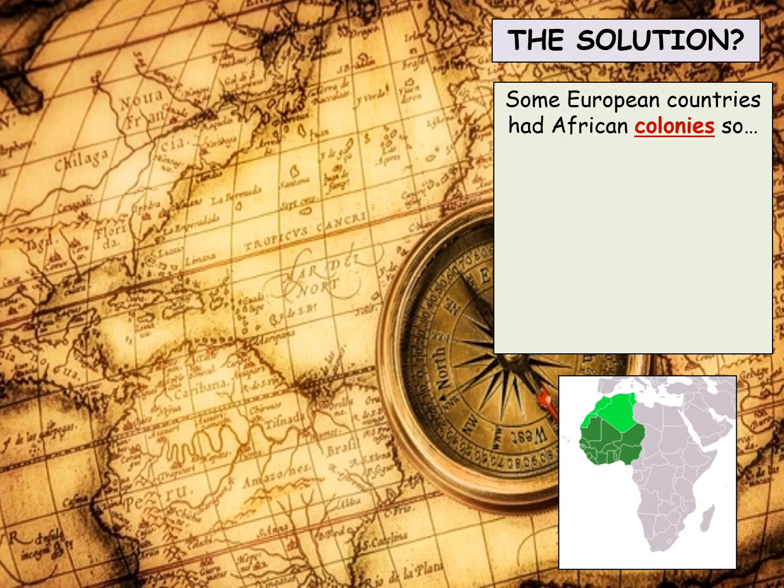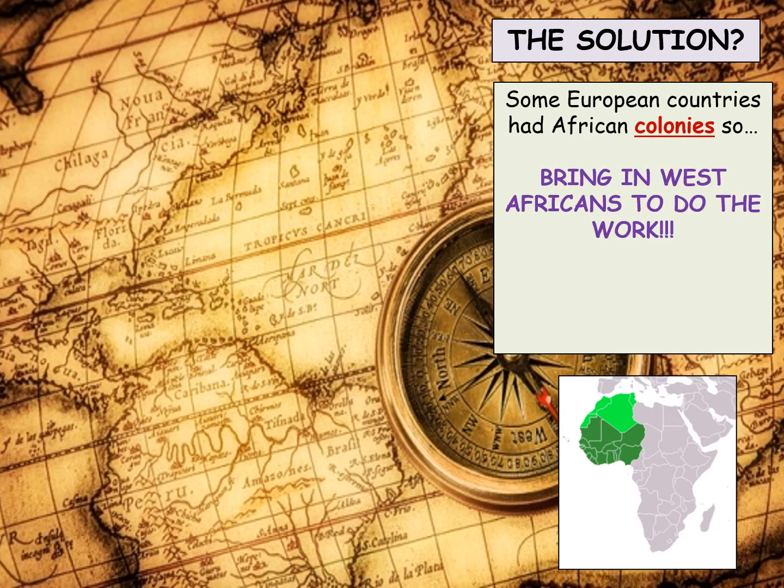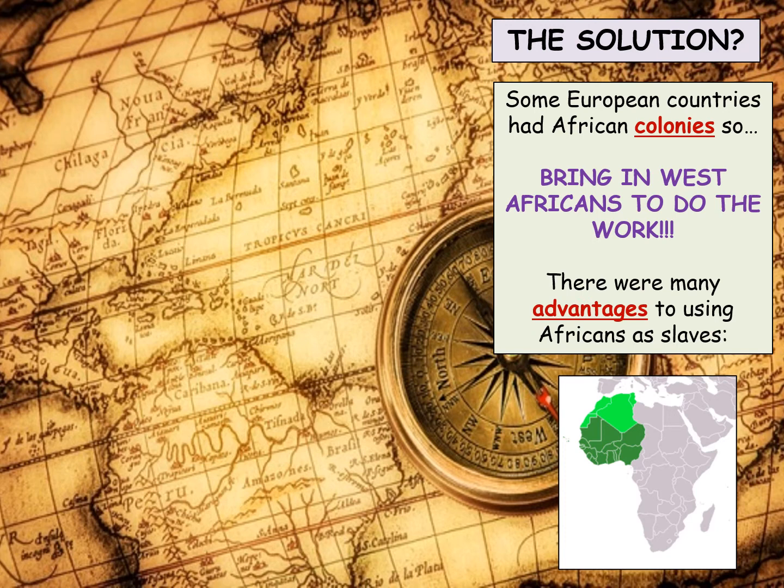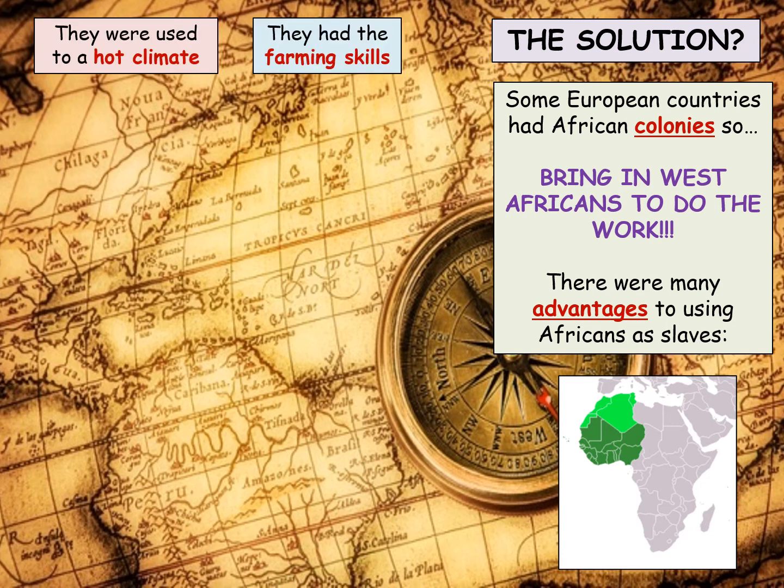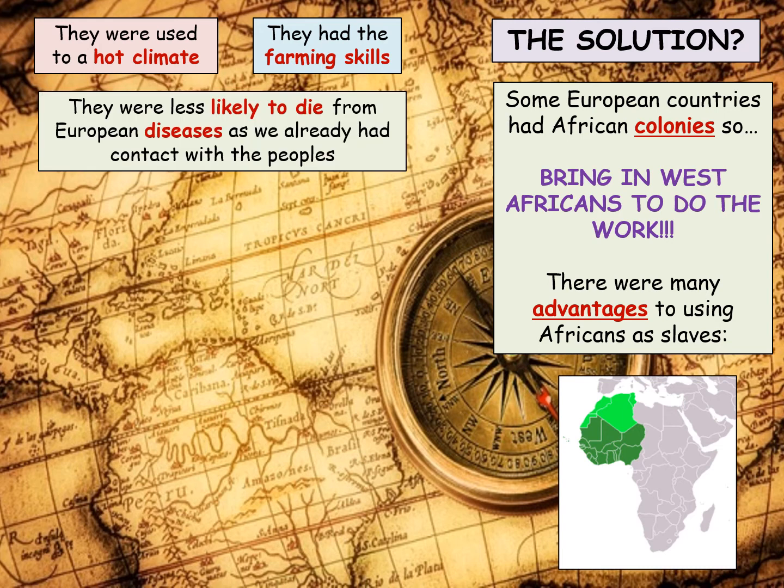Some European countries had African colonies. So the idea was, why don't we bring in the West Africans to do this work? There's loads of advantages to using these Africans as work slaves. The first is they're used to the hot climate. They have farming skills, so they can do it.